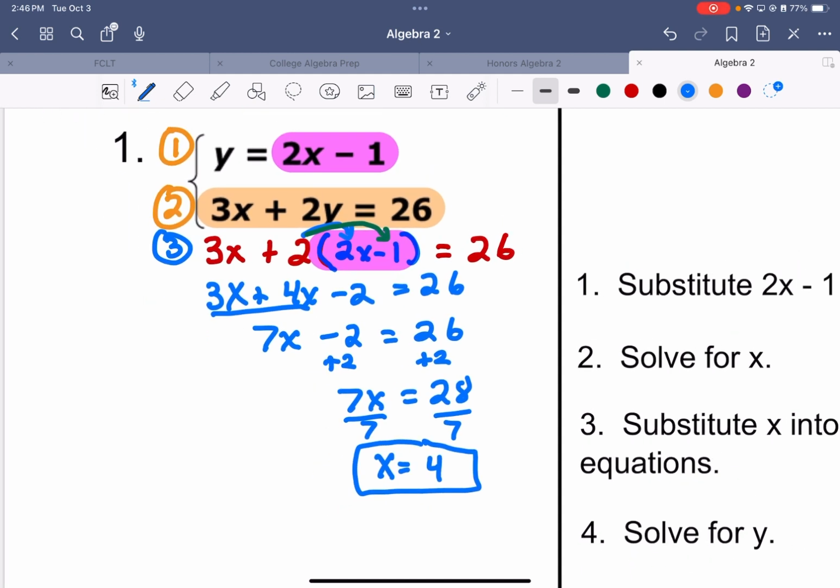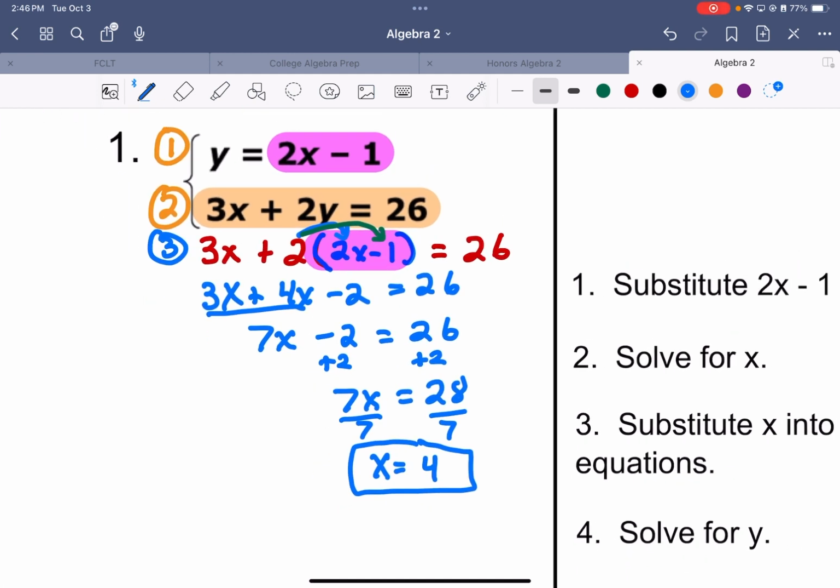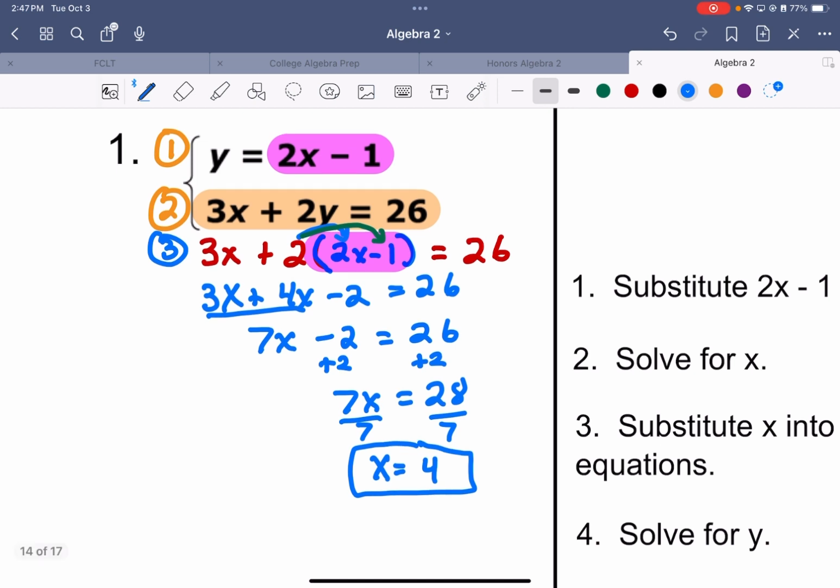The next step then is to take what I know x is equal to and substitute it into either of my 2 original equations. It doesn't matter which one I pick. I can pick equation 1 or I can pick equation 2. I'm going to pick equation 1, the equation y is equal to 2x minus 1. The reason I do that is because it's already solved for y. All I have to do then is replace what I know my x value is for where I see x.